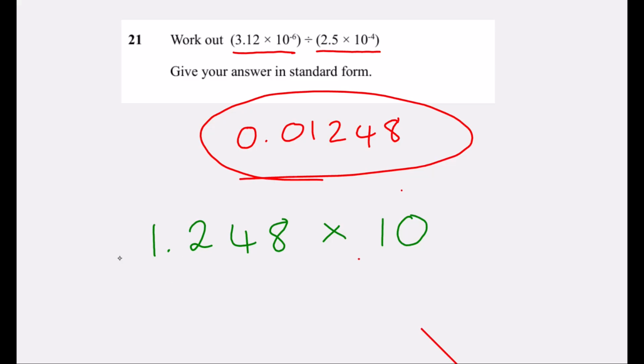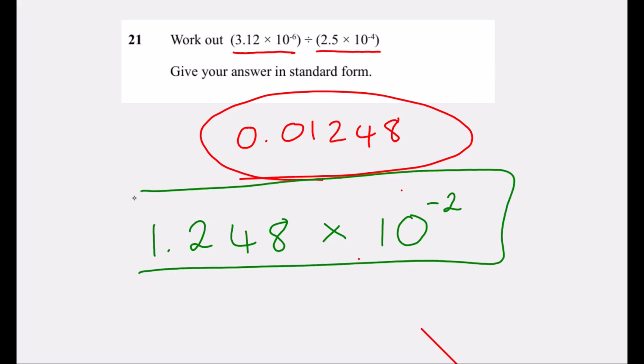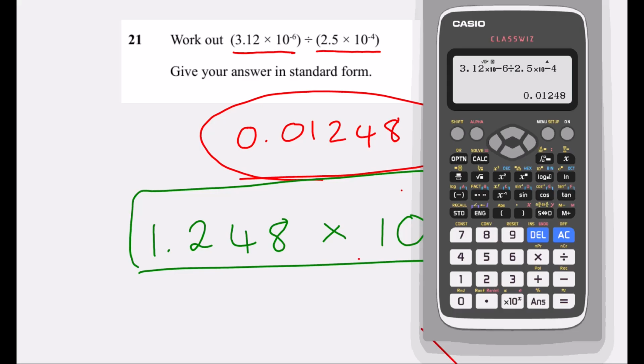Now we actually want to divide it by 10 2 times. So the power is negative 2. If the power is a negative 2, it means we're actually dividing by 10. So it's 1.248 divided by 10 2 times. But to be in standard form, we need to write a times here, and instead of a divide, we put the power as negative. So that is the answer. And you can check the answer. So if we write 1.248 times 10 to the power of negative 2, we can see that it's the same.